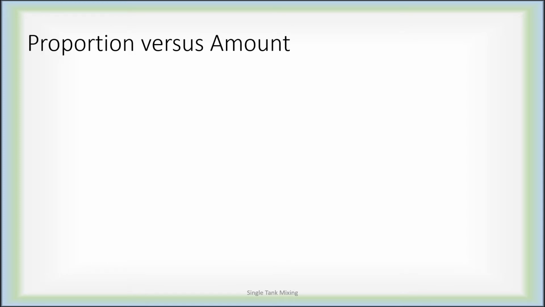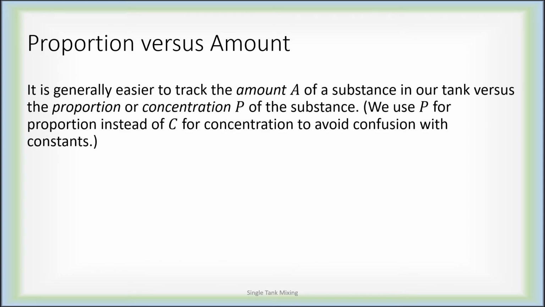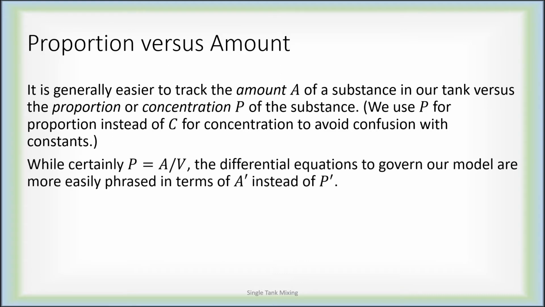One thing that's worth observing, it's generally much easier not to track the concentration of the material, but rather the raw amount. We'll see why when we get to solving the differential equations. Let's use P for proportion instead of C for concentration, because typically we use C for constants. So we're going to let A represent the amount of the substance we have, and P to be its proportion. Certainly, the proportion is simply the amount divided by the total volume.